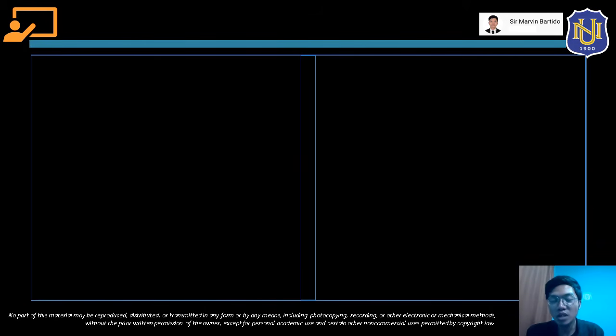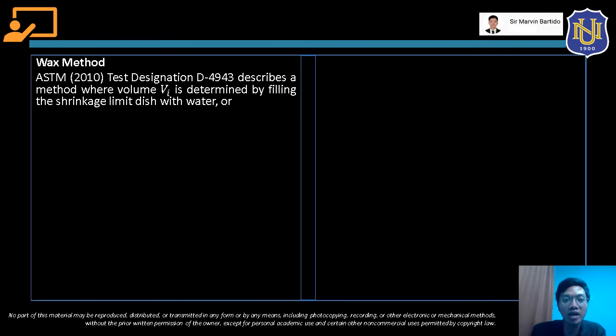Okay, so, class, as we know, mercury is a toxic substance. If we use mercury carelessly in the shrinkage limit test, it could be dangerous to us. So instead of the mercury method, we can use an alternative, the cold wax method, wherein we no longer need mercury. This method is in accordance with ASTM test designation D-4943, which describes a method where volume V sub I is determined by filling the shrinkage limit dish with water. So instead of mercury, we use water.